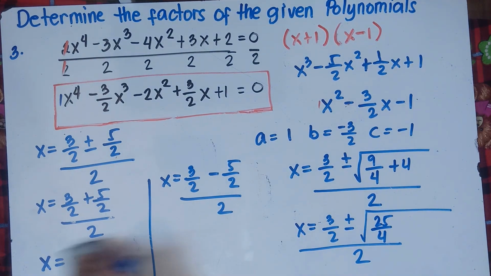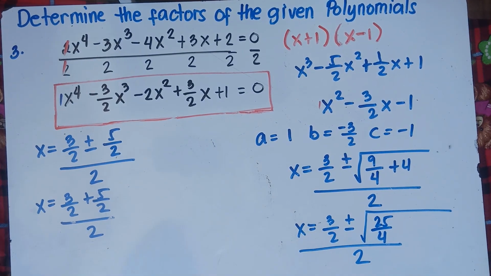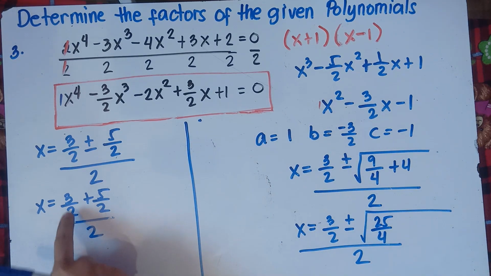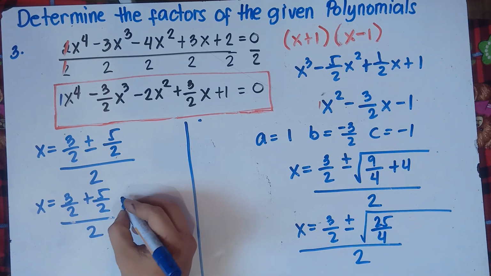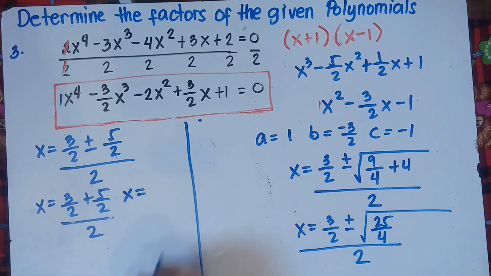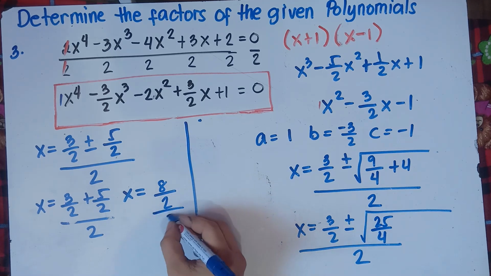Alright, I hope you're still with me, class. We don't have enough space, so let me answer this one, the positive answer first. So x equals 3 plus 5, that is 8, divided by 2, all over 2.